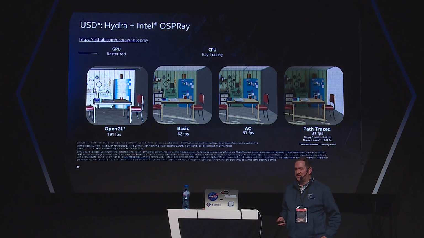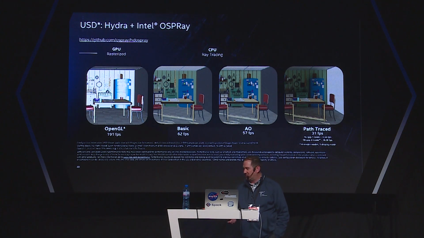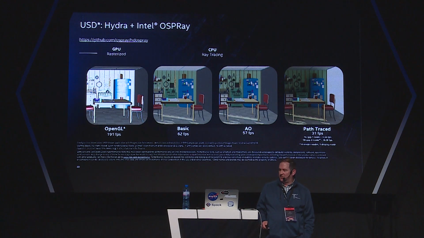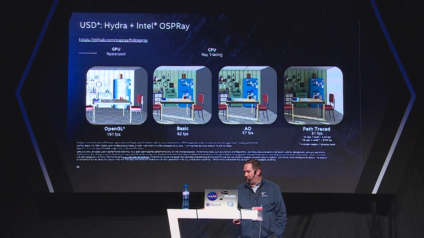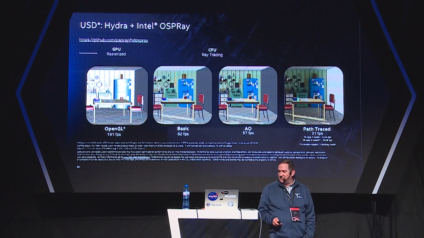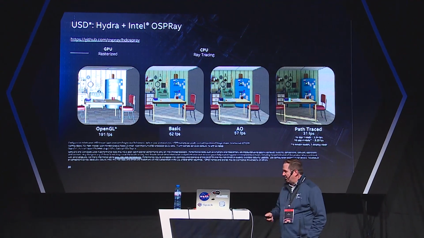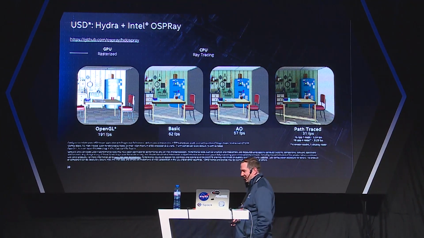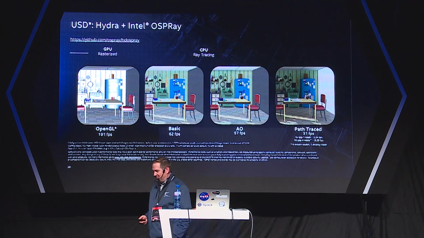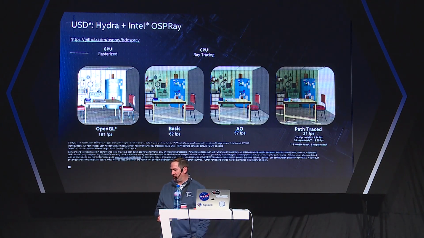So 60 frames per second with just basic, a little bit of global illumination. Add ambient occlusion, it drops a little bit. Make it path traced, it's 31 frames per second. In this case, it's 1 sample per pixel. Sorry about the fine lines. They're not meant to fool, they're just meant to meet all my legal requirements.